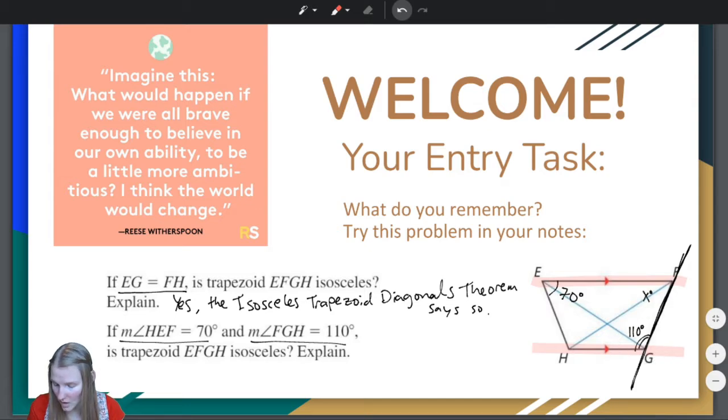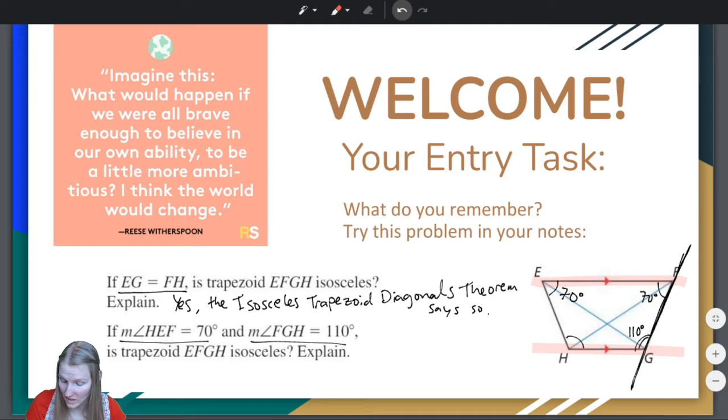So if I want to know what F is, I have 180 minus 110. F is 70 degrees. Oh wait, so these base angles are congruent. And if one pair of base angles is congruent, then I know that the trapezoid is isosceles. That's what the isosceles trapezoid base angles converse tells us.